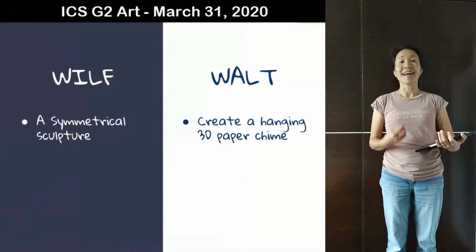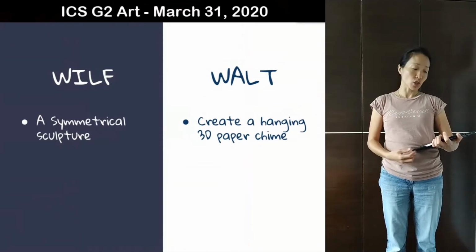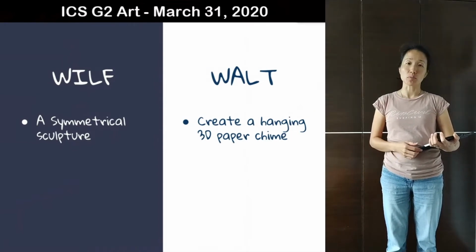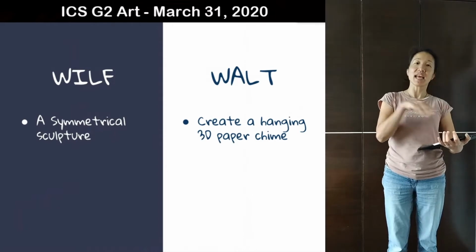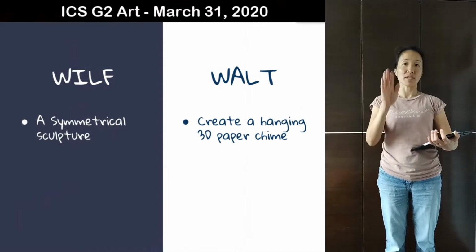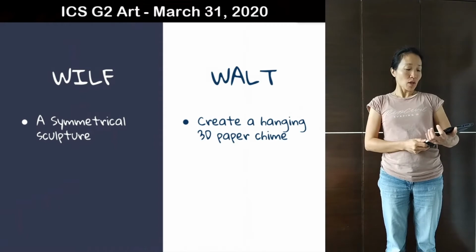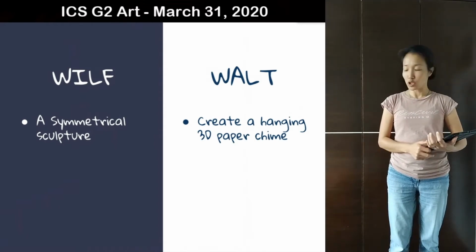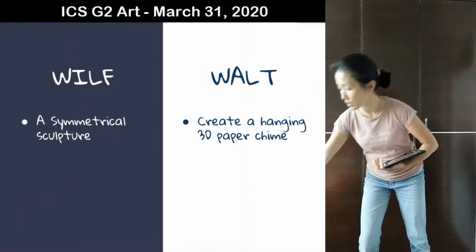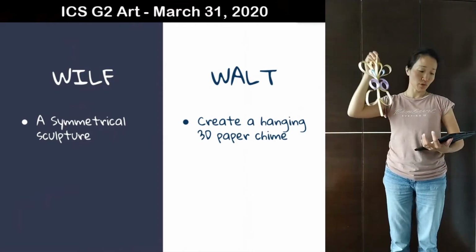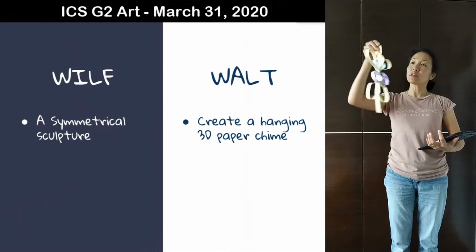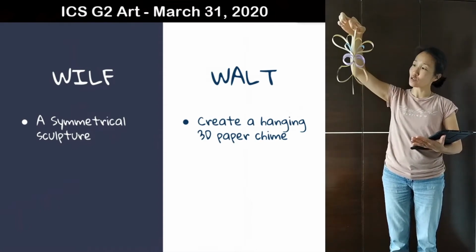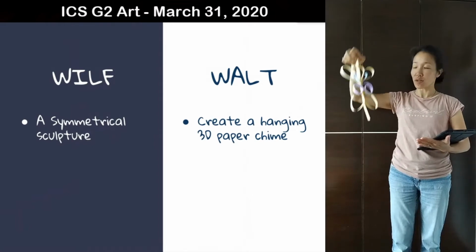This is our last lesson for the line sculpture. What you are looking for will be a symmetrical sculpture. That means the left and the right would be the same, like a mirror. And you are learning to create a hanging 3D paper chime, just like this one. I'll show you the one that I created. Now this is hanging because it doesn't rest on anything. It hangs at the top. So you are going to do that.